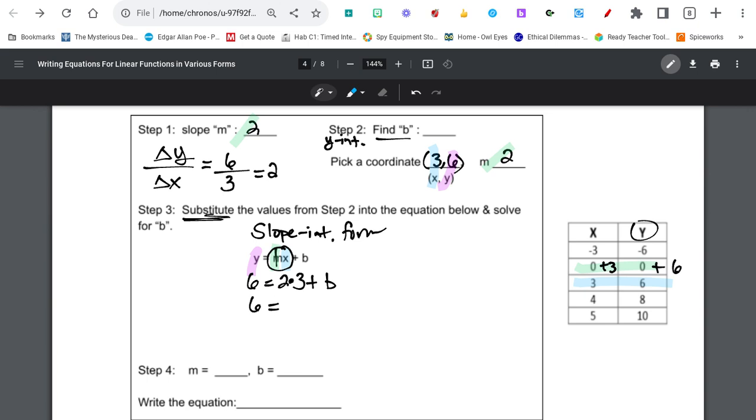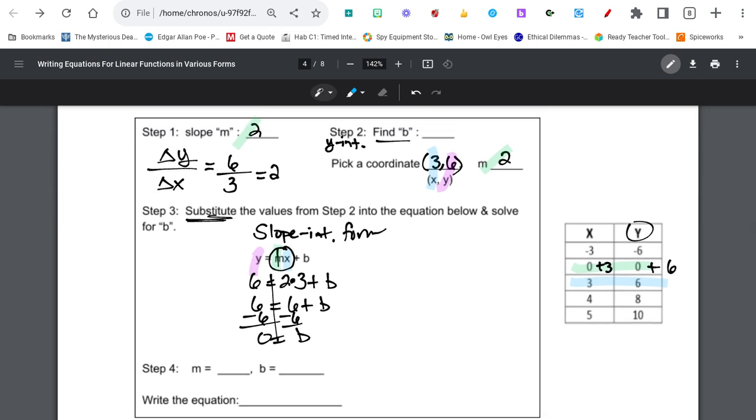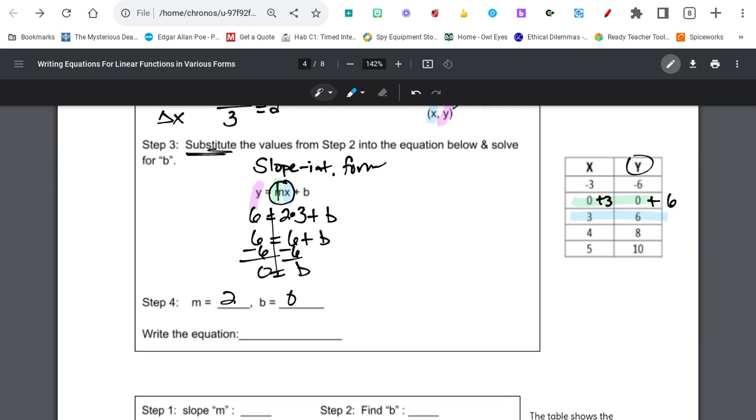So now I'm just going to multiply on this side. 2 times 3 is 6. Now I'm going to solve for b by changing the sign here. So that tells me that b is equal to 0. So I had a slope of 2 and a b of 0. Now I get ready to write my equation in y equals mx plus b form.